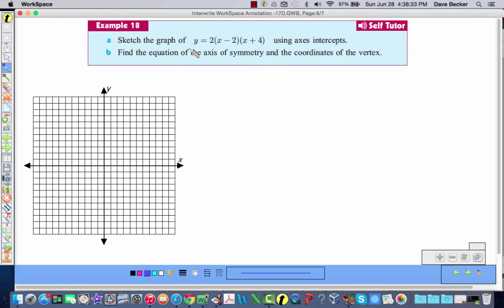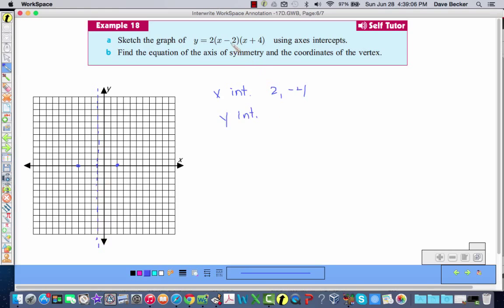Let's sketch the parabola using axes intercepts. So I know my x-intercepts. Let's get those out of the way. X-intercepts are going to be 2 and -4. So 2 and -4. Sweet. So all right, I'm going to go ahead and put in my axis of symmetry right here. That just might help me out because I know it's halfway between the x-intercepts. And now all I need is my y-intercept.